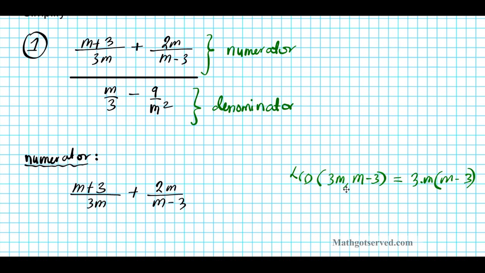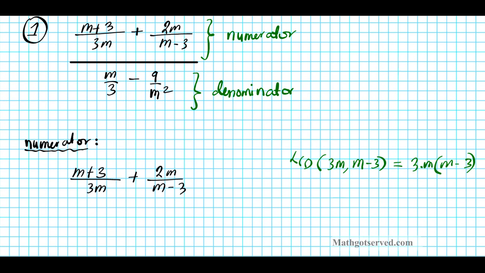Okay? We see why that's the case. 3m and m minus 3 are co-prime. They have no common factors. So by simply multiplying these three terms, that will yield the LCD. Okay? So the goal is to convert these two denominators to the LCD. To accomplish that, we are going to multiply the denominator on the right by 3m on the top and bottom. And then on the left side, we'll multiply m minus 3 on the top and bottom. Okay, and what do you notice here? The denominators are now identical. Okay, that is the LCD.